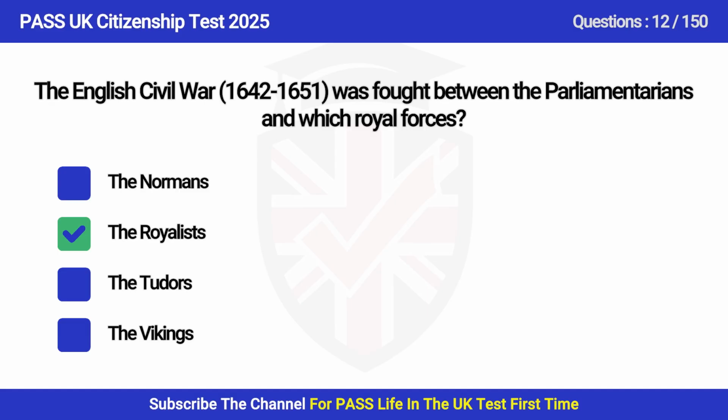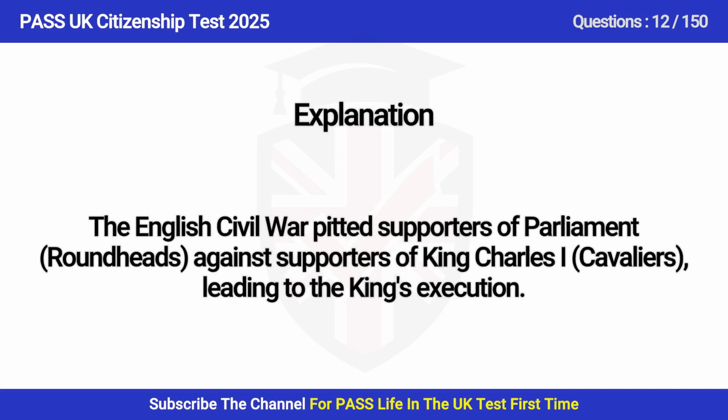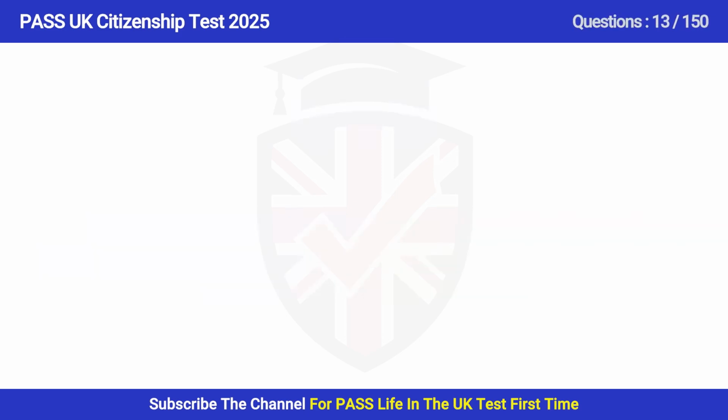Answer is B. The English Civil War pitted supporters of Parliament, Roundheads, against supporters of King Charles I, Cavaliers, leading to the king's execution. Question 13.